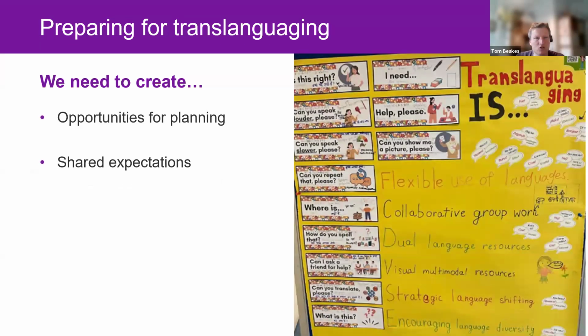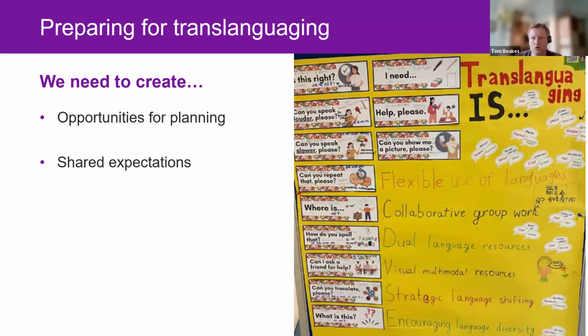The other thing we need to create are these shared expectations. Both staff and students need to share expectations around what own language use looks like in our school, in our classroom, and the behaviors that we expect to see around it. Again, this could happen at the whole school level with our languages policy, or at the classroom level with our classroom contract or our clear routines around language use and behaviors. And again, we can make that age appropriate.